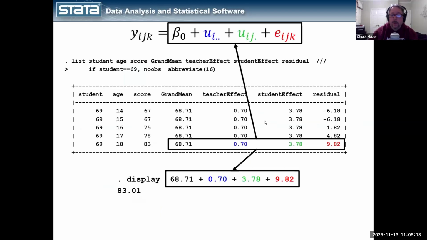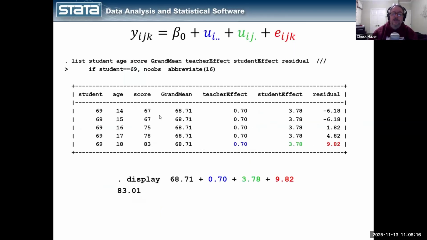Here we go. I actually do this in the do file, which has how you generate these random effects. It's easy to do. You just have to know the commands. So this is not the deviation. This is the actual U_i.. for teacher 3. The U_i.. for teacher 3 everywhere in the data set is 0.7. Well, it happens to be positive. The student effect for this student, that U_ij., is 3.78. But notice their residual is negative, because the earlier ones were on the left side of the mean. And so they are negative.